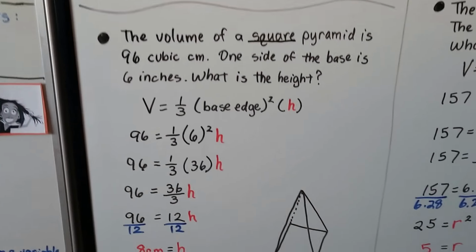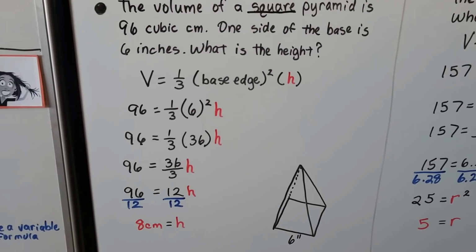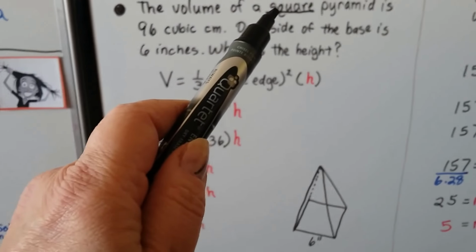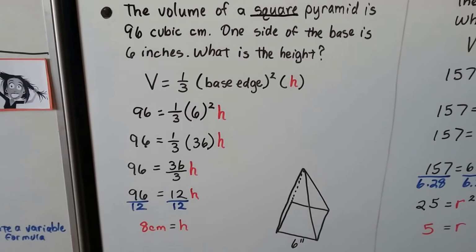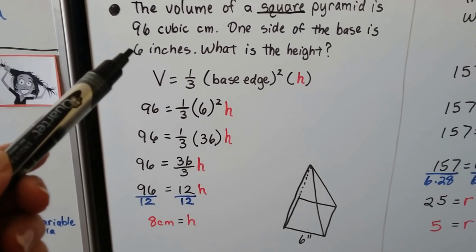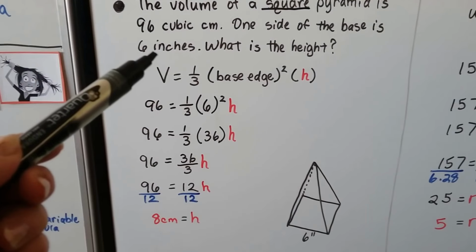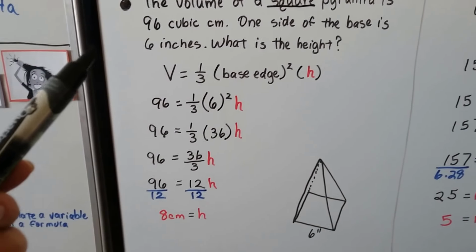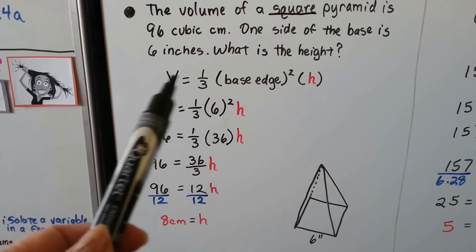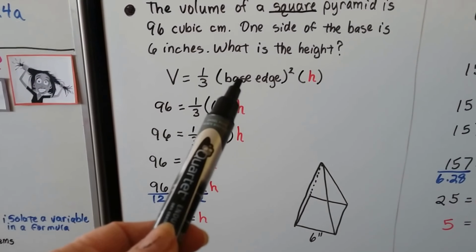The volume of a square pyramid is 96 cubic centimeters. So right away, notice that it says square, because that means all the sides are the same length, right? That's the definition of a square. One side of the base is 6 inches. Well, if one side is and it's a square, then all the sides are 6. What is the height?